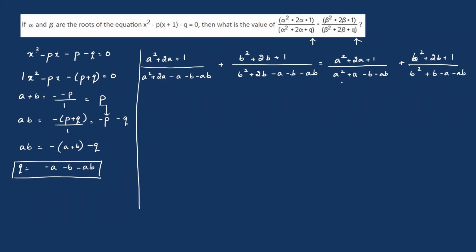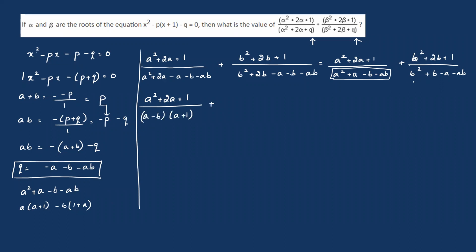Now look at only the denominator part, guys, okay? So if I take my denominator here, let's check this part here. So this is A square plus A minus B minus AB. So if I take A common, this becomes A plus 1. When I take minus B common, this is again A plus 1. So I can rewrite this as A square plus 2A plus 1 divided by A minus B into A plus 1.